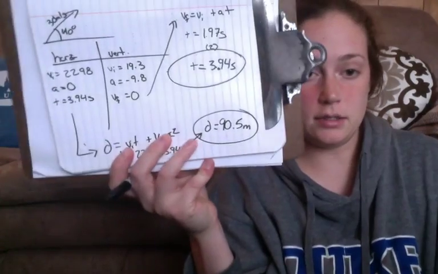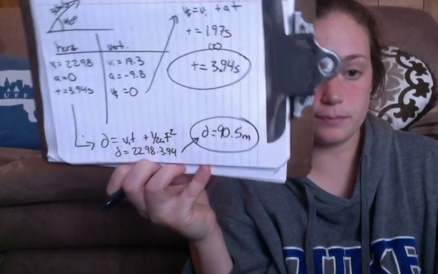So you get a total distance that the ball went horizontally of 90.5 meters.